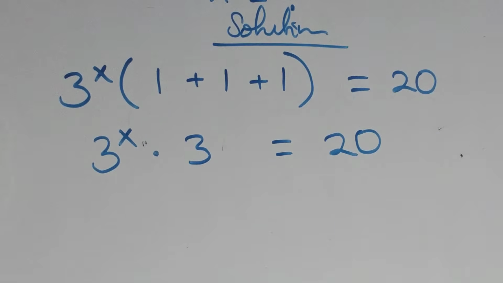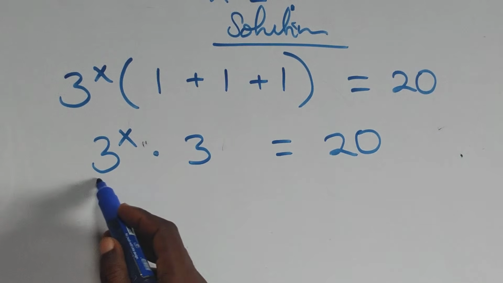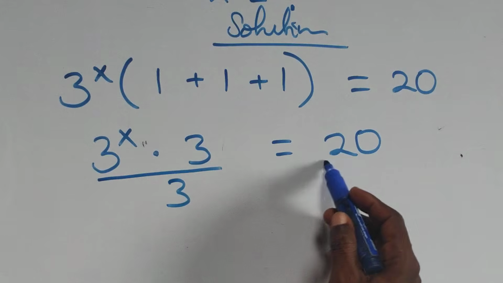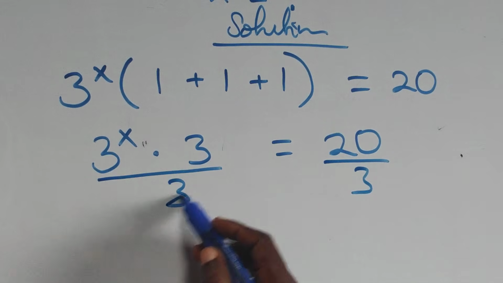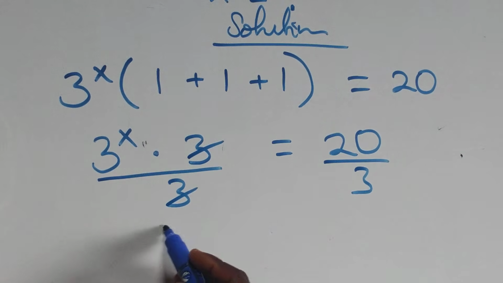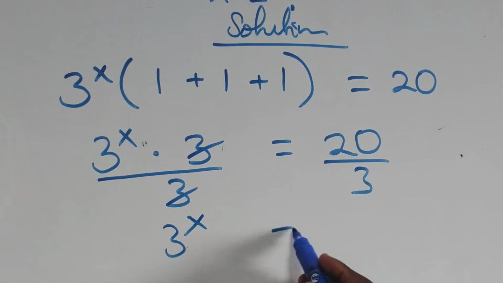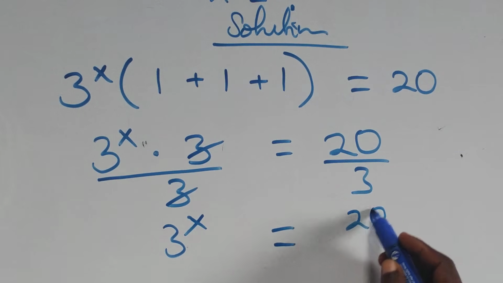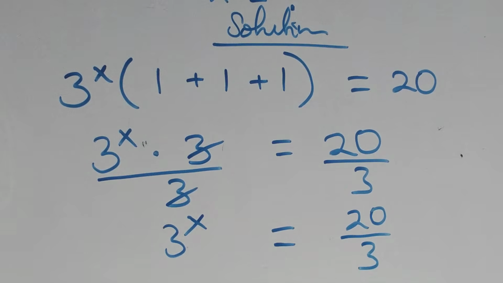Then next step, we divide both sides by 3 here. That is, divide this side by 3. Also divide this side by 3. 3 cancel each other here. This becomes 3 raised to power x equals to 20 over 3.